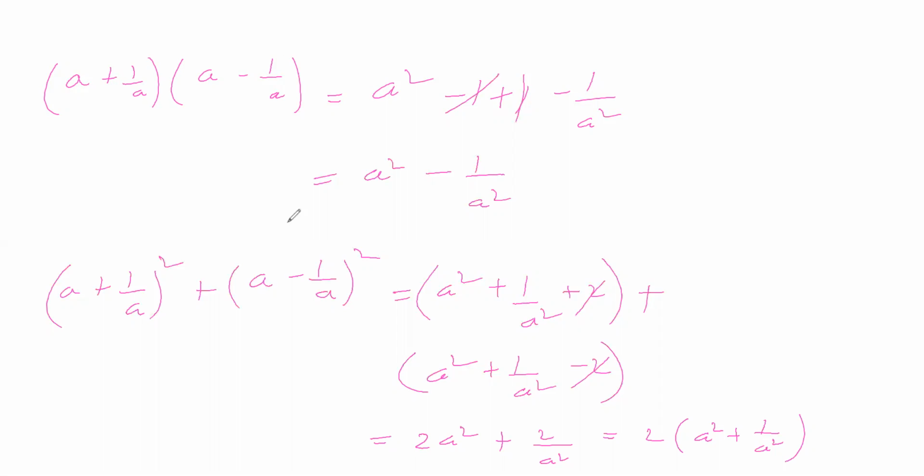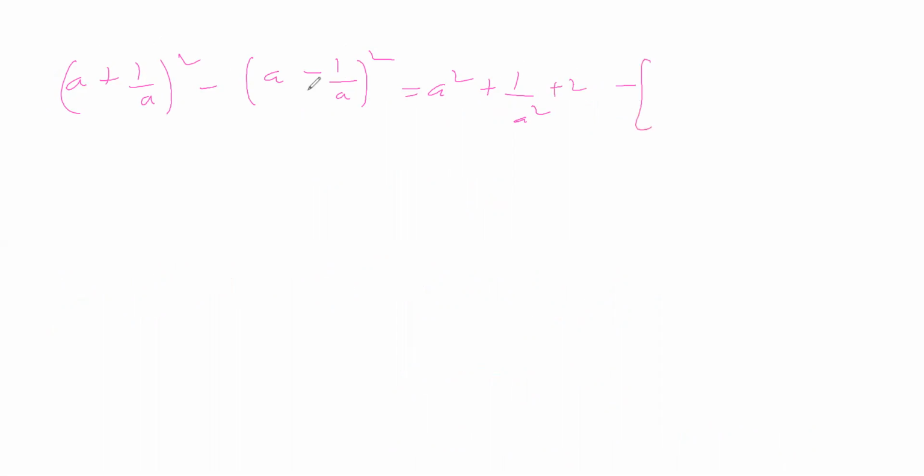Okay. Next we will take another formula, a plus 1 by a whole square minus a minus 1 by a whole square. This we will see it. First we will write this expression. This we will square it, a square. Then we will square this one, 1 by a square. Then we will multiply these two with the 2, so we are getting this one.